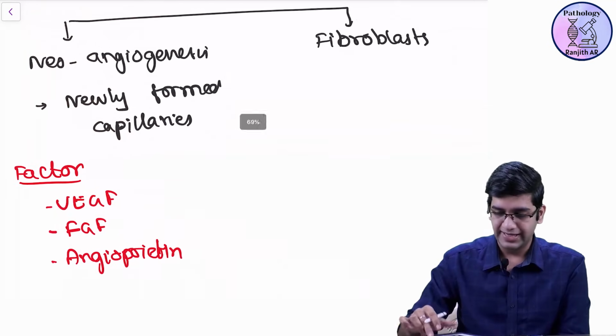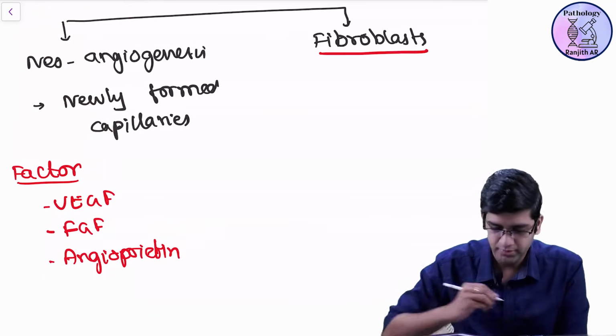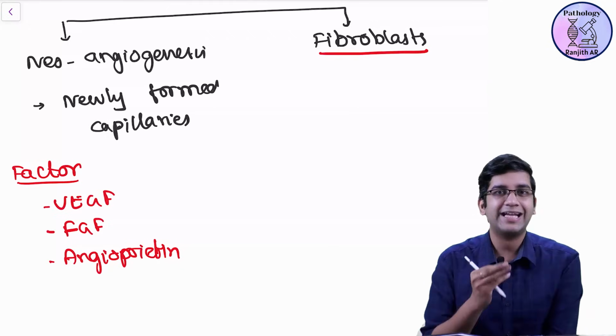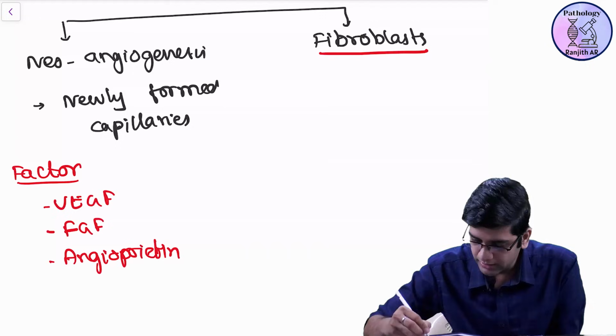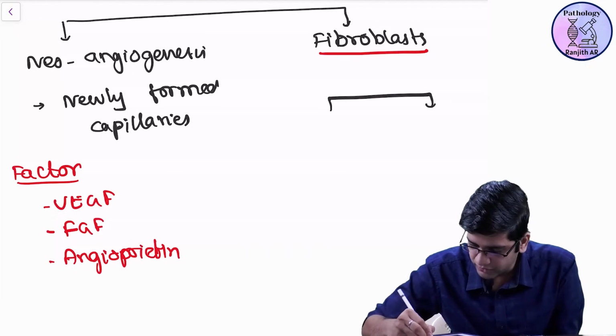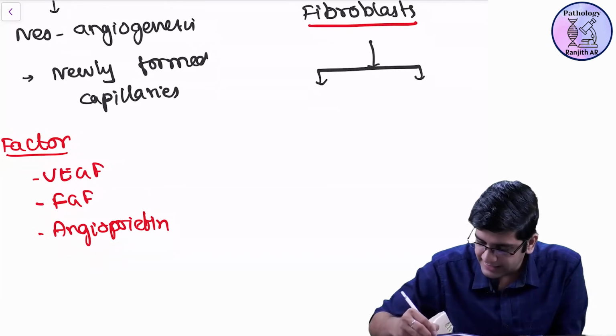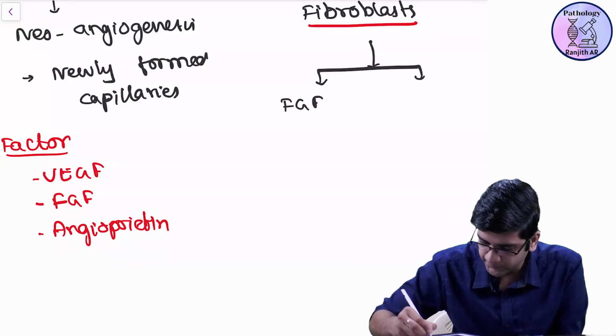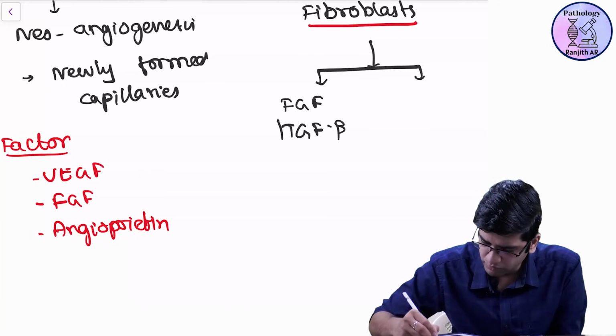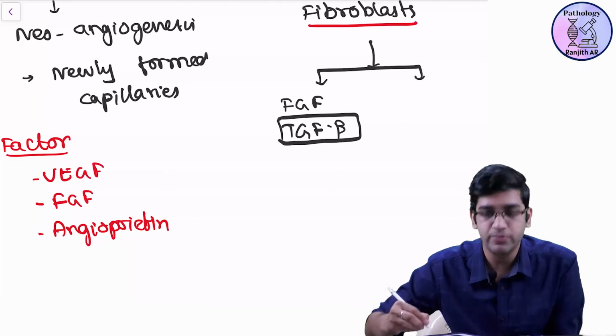At the same time, I need fibroblasts as well. For my fibroblasts to come, again I have few factors involved. Again, we're going to divide them into few factors. For my fibroblasts to happen, I need fibroblast growth factor. The major one is TGF beta. It's the most important guy. So this brings fibroblast.